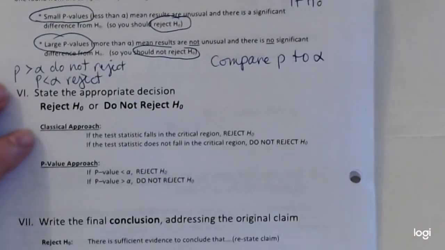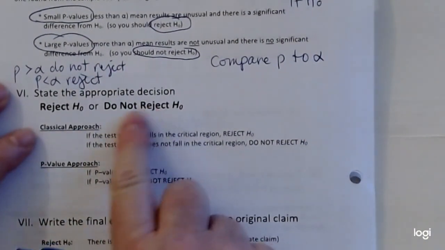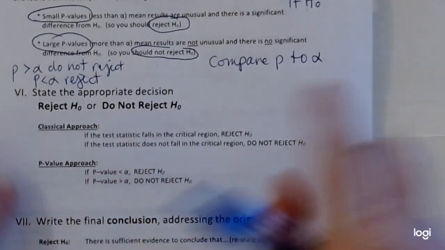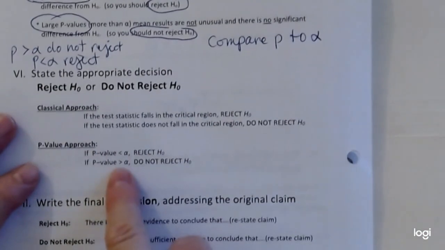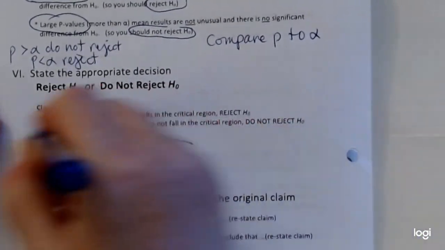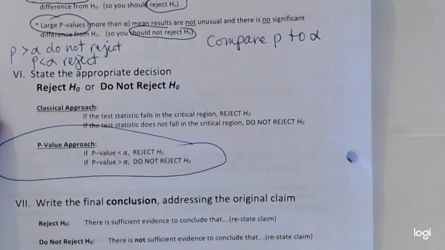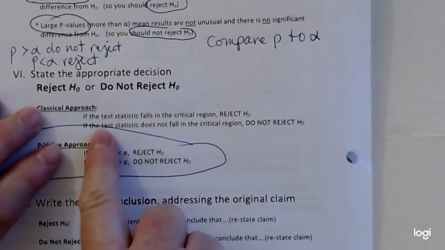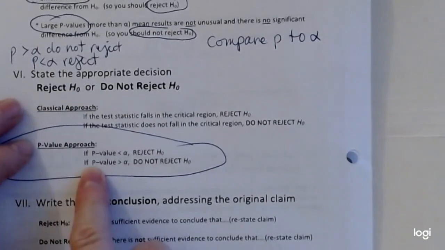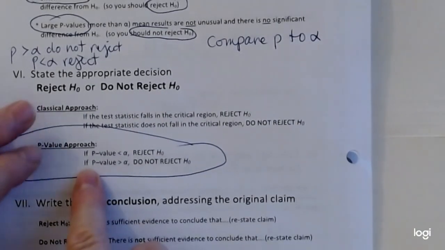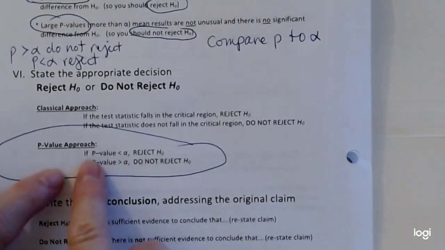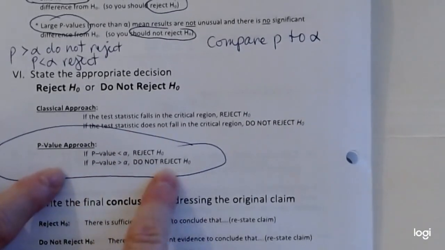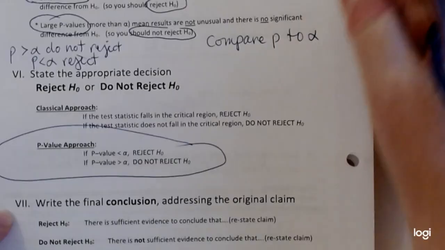So if we look here at this example, state the appropriate decision: reject H0 or do not reject H0. And we're going to look at the p-value approach. This is the one we're going to be doing, so this is what you really want to focus on. The classical approach gets the same result. You're just looking at the test statistic rather than the p-value. They are completely related, but we're going to do this method. So if the p-value is less than alpha, reject H0. If the p-value is greater than alpha, do not reject H0.